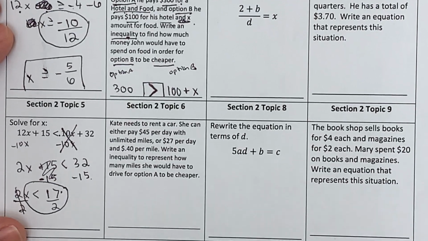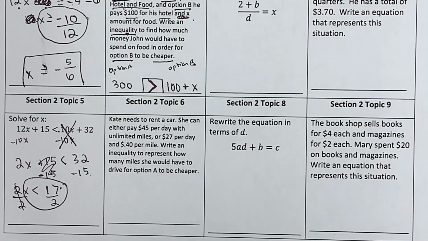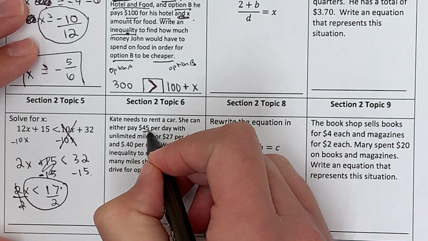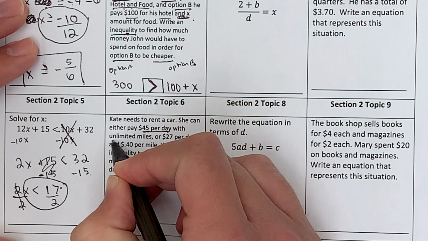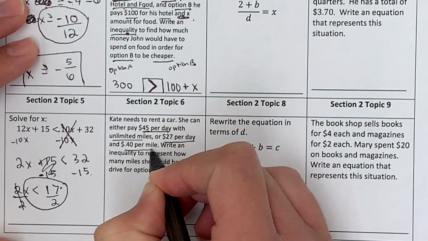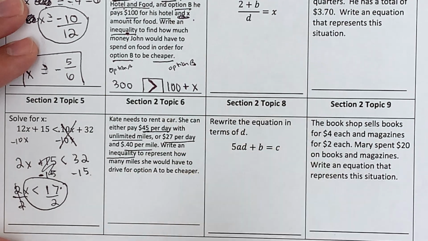All right, let's look at the one below that. Kate needs to rent a car. She can either pay $45 per day with unlimited miles or $27 per day and 40 cents per mile. Write an inequality to represent how many miles she would have to drive for option A to be cheaper. So again, all right, let's underline our words. So 45 per day with unlimited miles or 27 per day and 40 cents per mile. Write an inequality to represent how many miles she'd have to drive for option A to be cheaper.